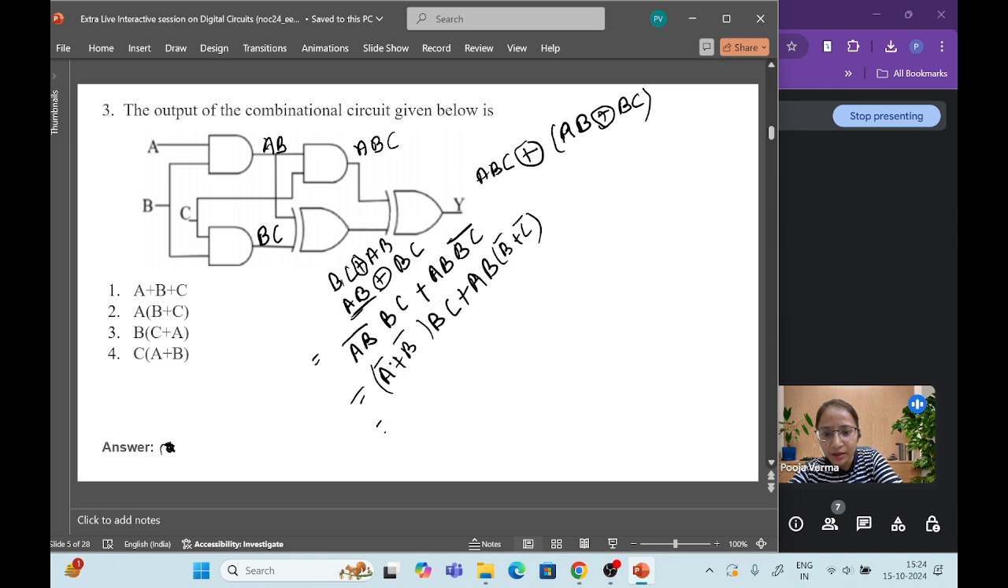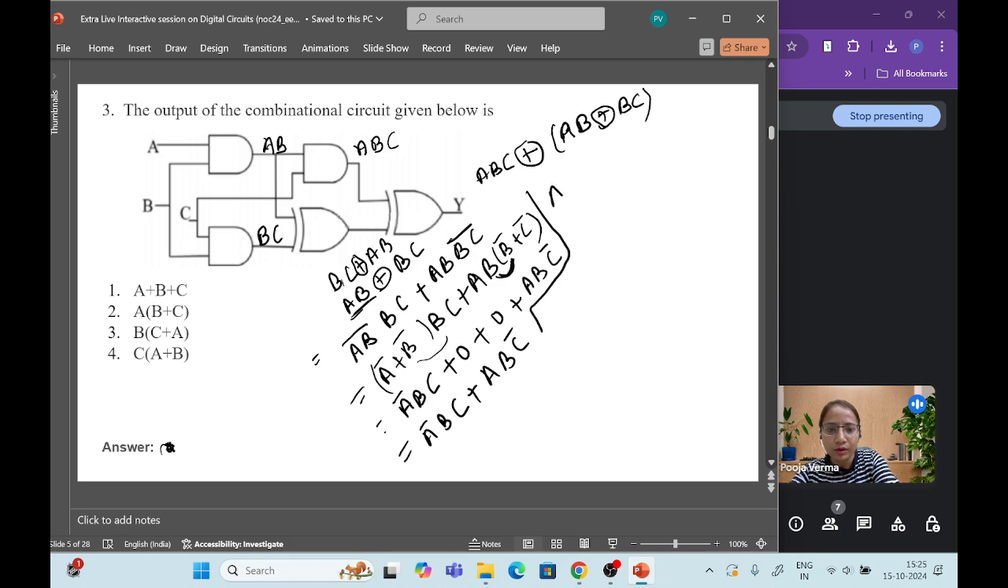Now if we multiply A dash BC, and in this part B dash will be cancelled out, that will be 0. And here also B dash will be cancelled out, it will be 0, and then ABC dash. The final expression we have got from there: A dash BC plus ABC dash, right? Now we can put it here so that it is easy to solve.